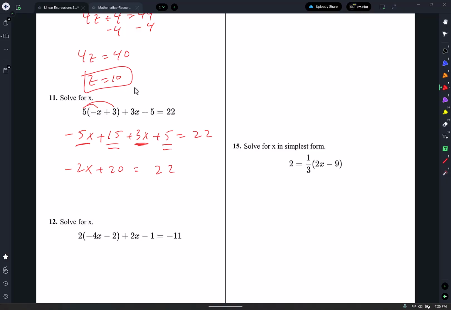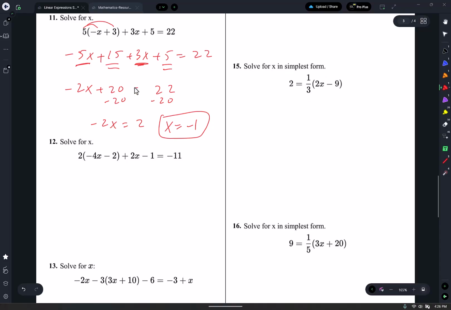I'm going to subtract the 20. Minus 20, minus 20. Negative 2x equals 2. And then you're going to divide both sides by negative 2. So you're going to get what? Negative 1. Is this getting easier? Okay.